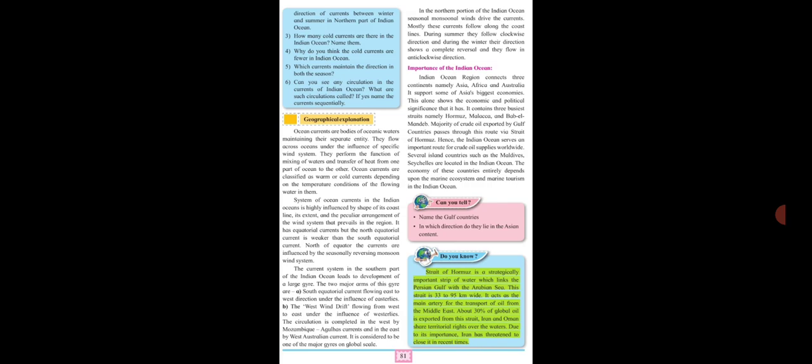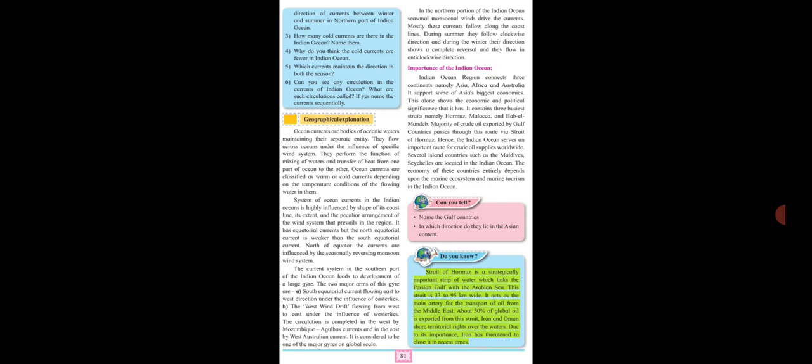There is a particular word which I told you all, the peculiar arrangement of the wind system in the region. What do these ocean currents do? They mix waters. There is transfer of heat happening from one ocean to the other. Now they are affected by the shape, the extent and the arrangement of the wind.